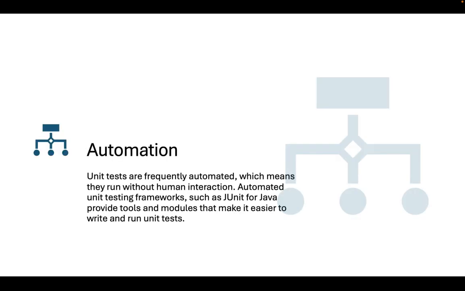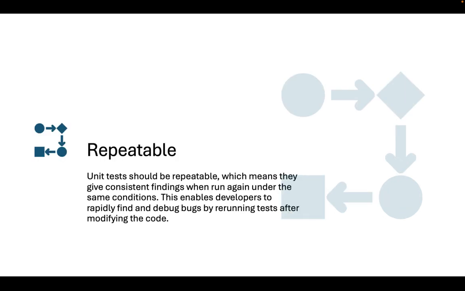First, we have automation. Unit tests are frequently automated, which means they run without human interaction. Automated unit testing frameworks such as JUnit for Java provide tools and modules that make it easier to write and run unit tests. Another characteristic of unit tests is that they are repeatable. Unit tests should be repeatable, which means they give consistent findings when run again under the same conditions. This enables developers to rapidly find and debug bugs by rerunning tests after modifying the code.